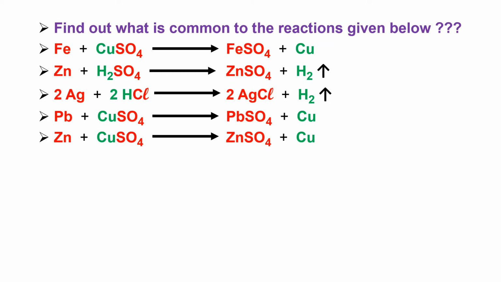Got it? I know what will be your answer. You will say, sir, in all these reactions there are 2 reactants and 2 products. Yes or no? Yes, I don't blame you for that. Even if I was in your place, I would have given the same answer. But let's think a little more deeply in this case. In all these reactions, if you see, there is some displacing going on.